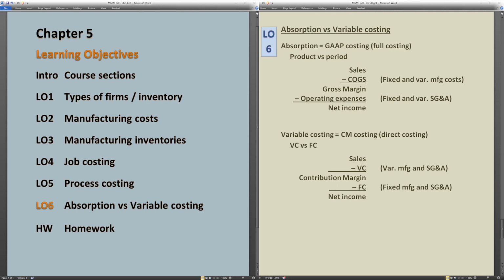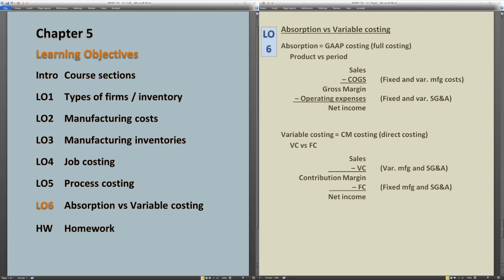Now, in variable costing, what we call the contribution margin income statement or direct costing, we're taking those same expenses, but we're dividing them again along a different line. We're dividing them variable costs versus fixed costs. So it comes out to the same over time. Sometimes there's a little bit of timing differences, but it's sales minus variable costs, which are variable manufacturing and sales, general and administrative, equals contribution margin, minus fixed costs, which is fixed manufacturing and the sales, general, and administrative, equals net income.